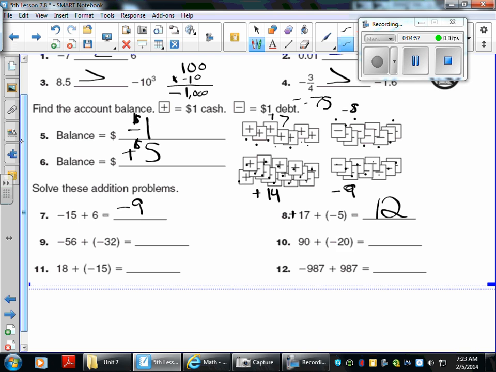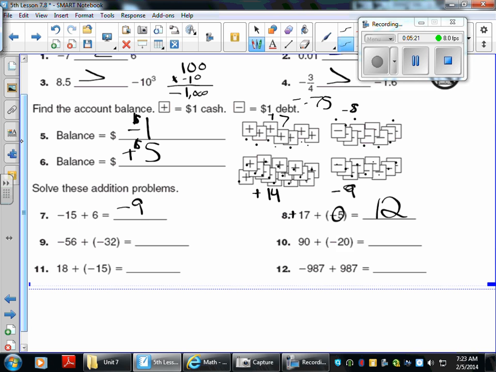Plus a negative number means that you're going to be subtracting the number you have right here, just like we did with the positive and the negative and the debt above there in the account balance. We have to do the same thing. I have 17 in the positive. I owe 5. So if I owe 5, I take 5 away from the 17 that I already have. That would give me an answer of 12.